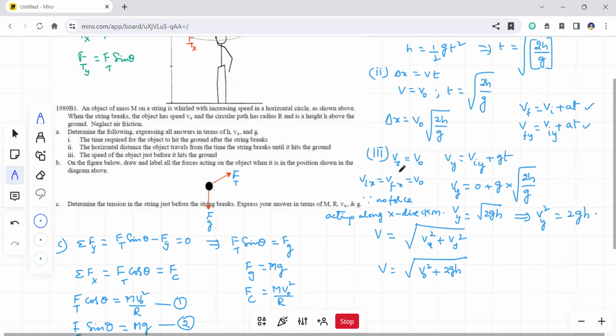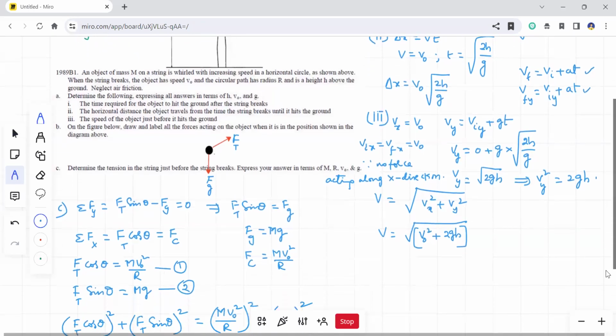Okay, but x component will not change. Now the total velocity v is equal to square root of vx square plus vy square. So that is square root of v naught square plus 2gh. Okay. This is the final velocity with which the object hits the ground.